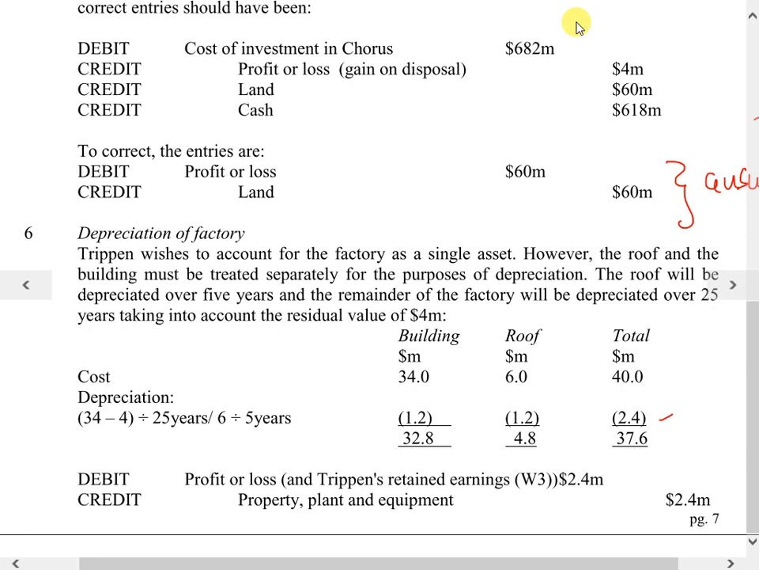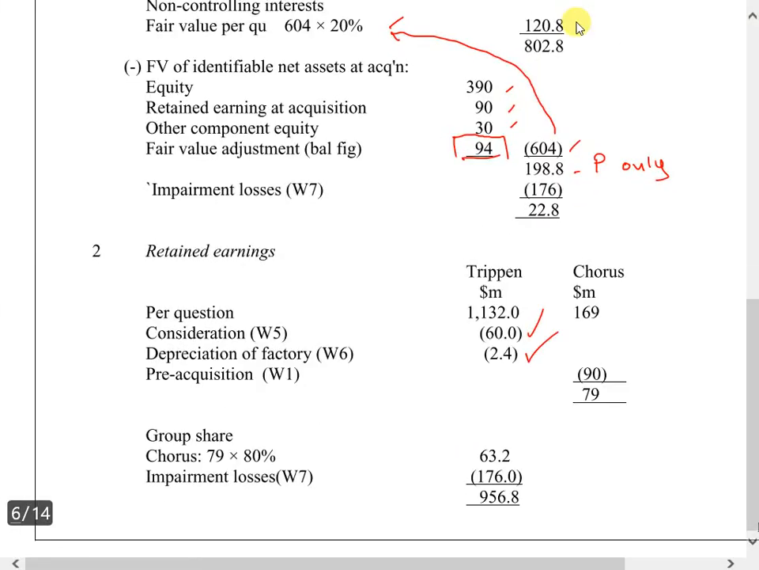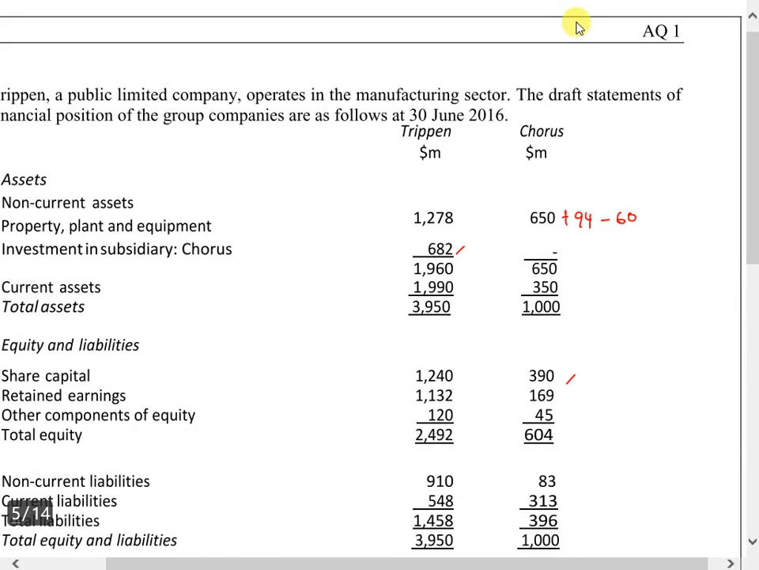Is it going to affect my profit? Yes. So the 2.4 reduces your retained earnings. We haven't depreciated the 2.4 yet, so we're going to adjust for the 2.4 here. Depreciation charge 2.4 reduces my profit. And my PPE, this is the fair value. This is for the land. This one is the depreciation 2.4, minus.